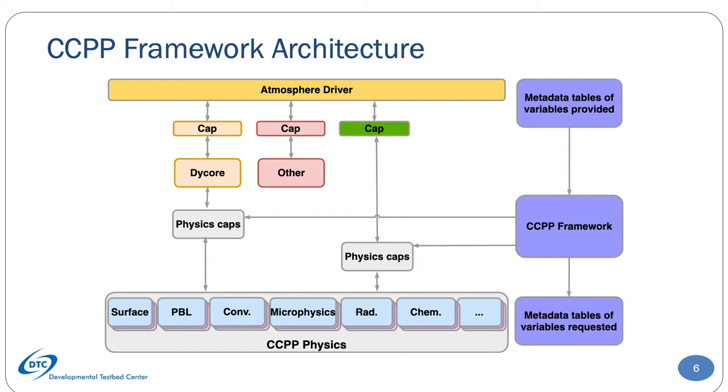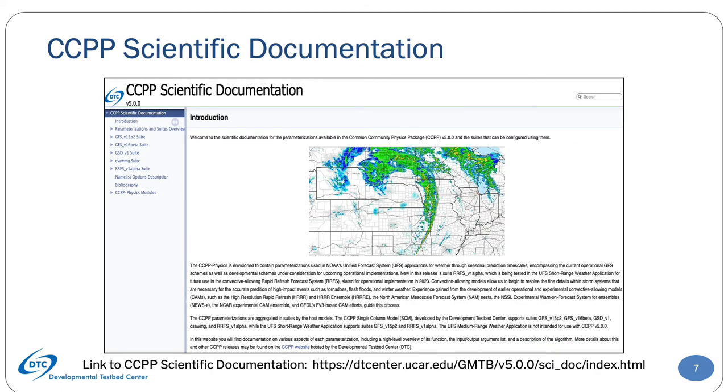The caps, along with the rest of the physics and host model codes, are then compiled together to create the model executable. At runtime, the framework is used to pass variables between the host and the physics. The CCPP framework supports hierarchical system development because it is interoperable. The physics can work with a variety of host models, ranging from simple to complex.